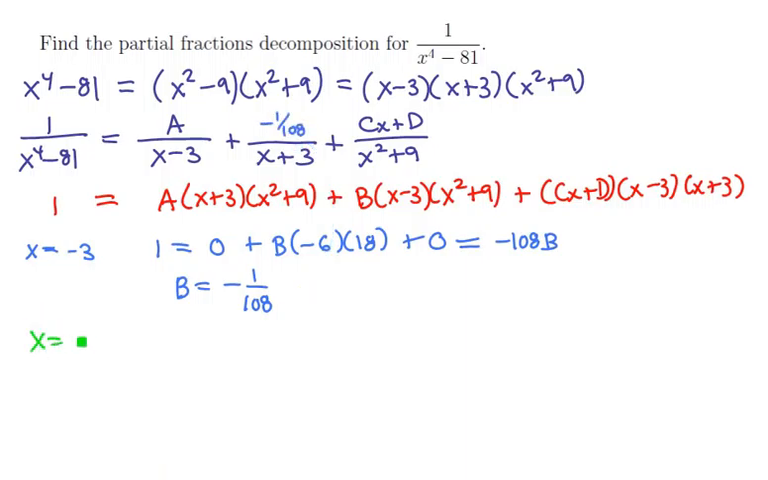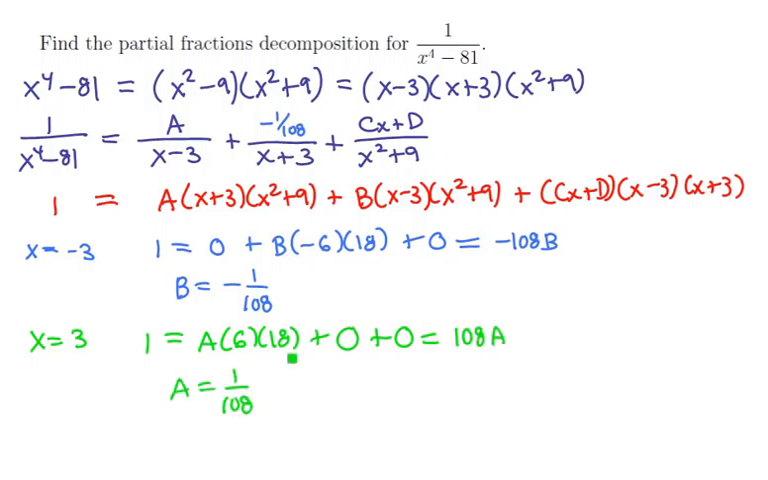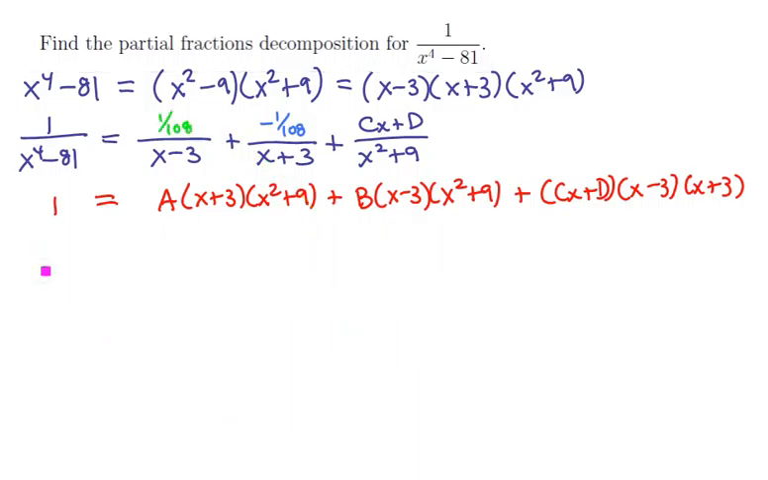For the next test value, let's try x equals 3. We'll have the equation 1 is equal to A times 6 times 18 plus a 0 since this term cancels, plus another 0 since the last term cancels. This gives us 108A equals 1, or A is equal to 1/108th. So we can replace this term by a 1/108th. Now we need another test value. x equals 0 will at least kill the C term.